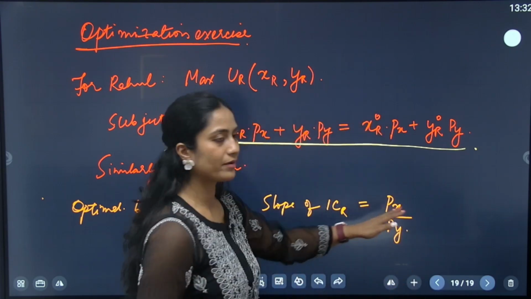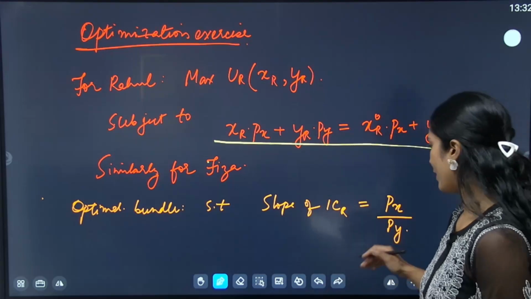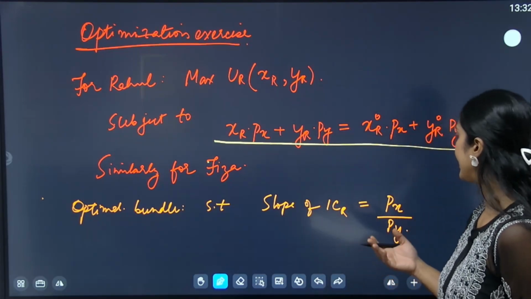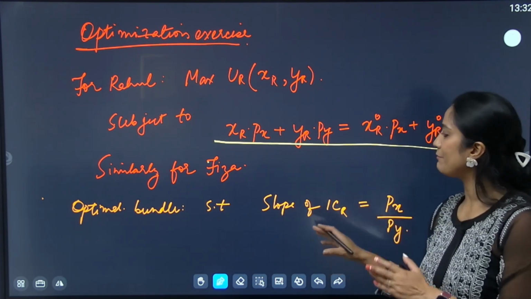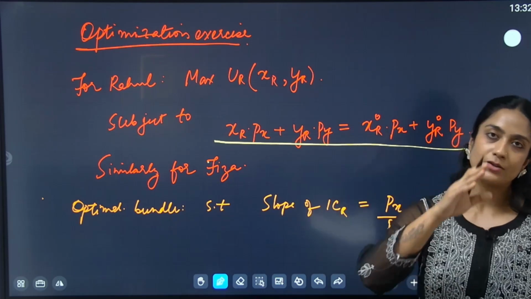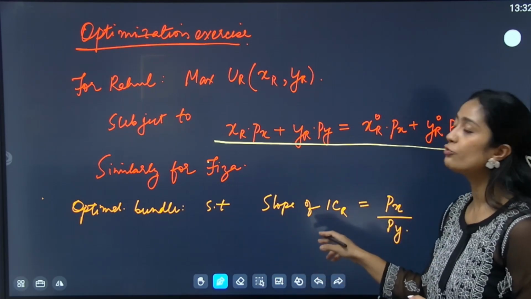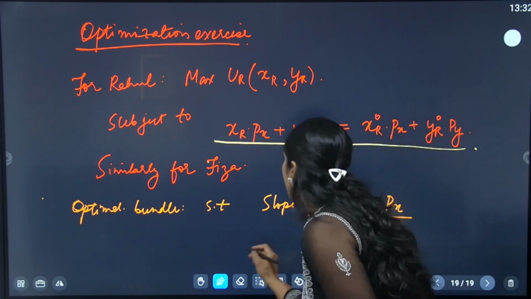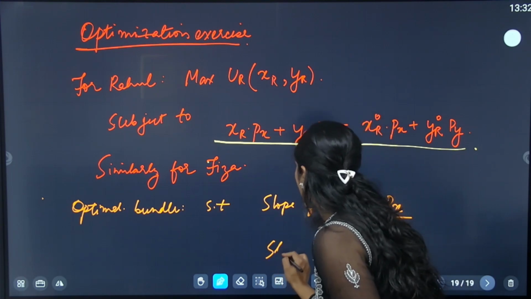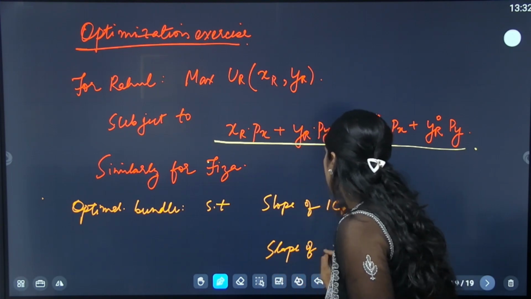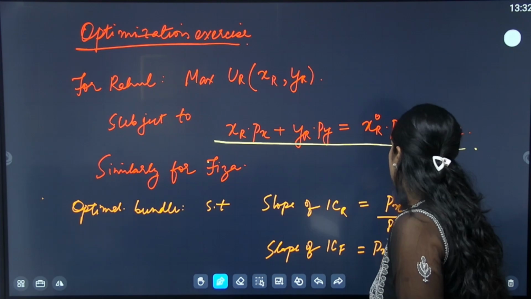Okay, I'm not going into details here. This is something that you may have done multiple number of times. If you have questions, then we can talk about that topic later altogether. But essentially, where your IC is tangent to the budget line, and this will hold true for both of them, right? So for Rahul this will be the case, and for Fiza this will be the case. So the slope of the indifference curve for Fiza will also be Px upon Py.